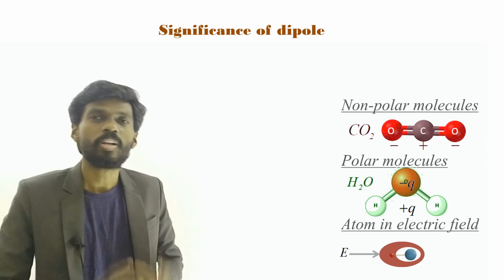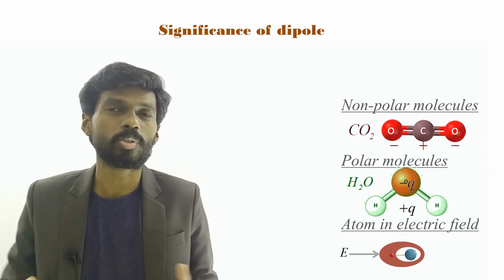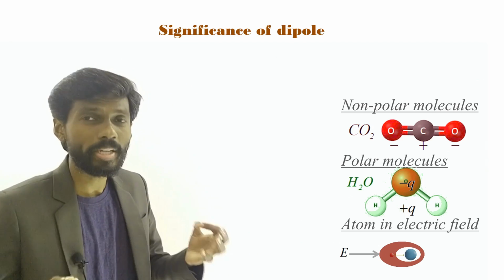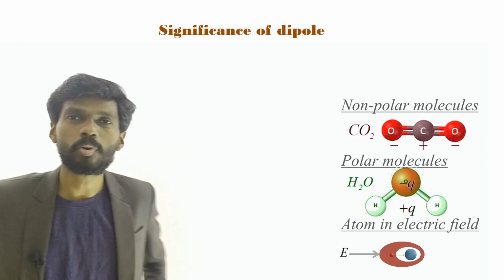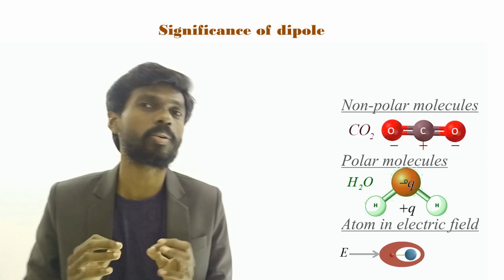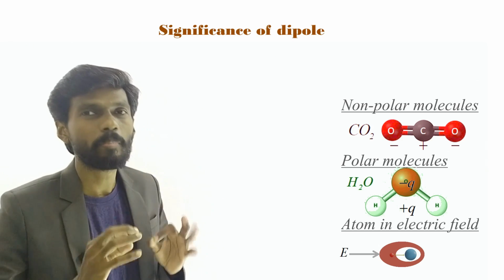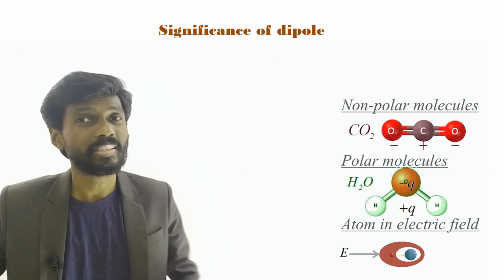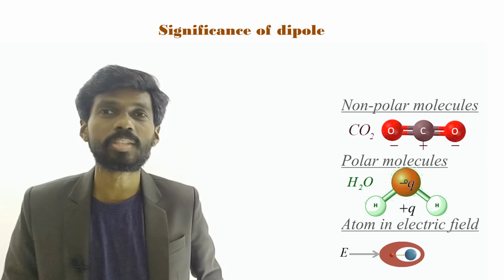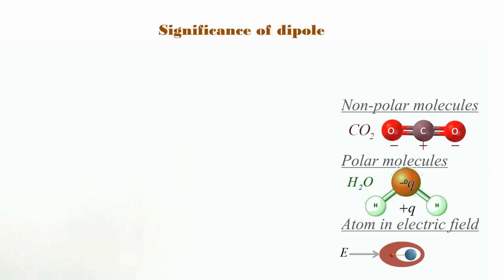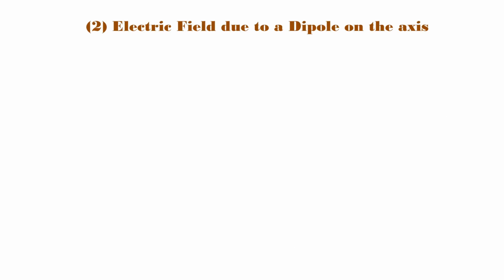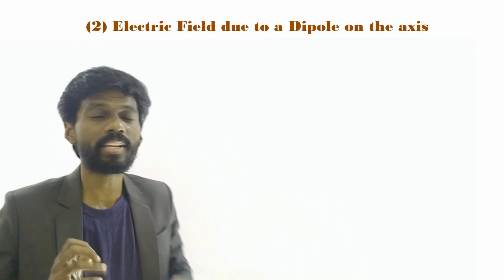Okay, so now we have learned some basic points about dipole. So what is dipole and dipole moment, and also some significance of dipole. So this is the first point about dipole that you have to know. Okay, now the next one is about the electric field due to the dipole. So here we'll find the electric field due to a dipole.